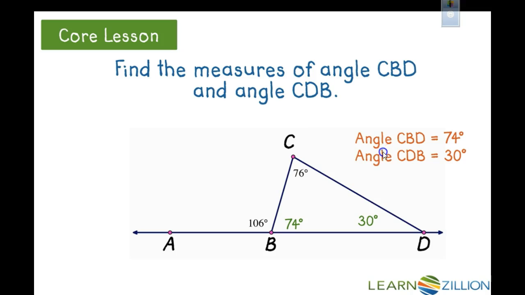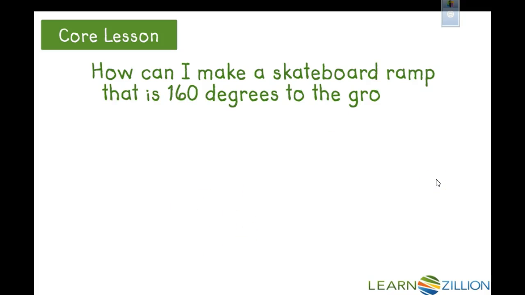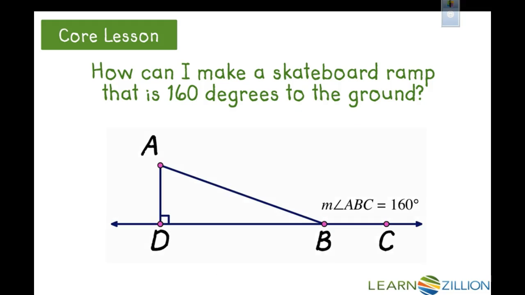We usually use that angle symbol there, or the measure. Now let's look at the beginning problem. The stick man was asking, how can I make a skateboard ramp that makes a 160-degree angle with the ground? Here's a drawing of his plan.